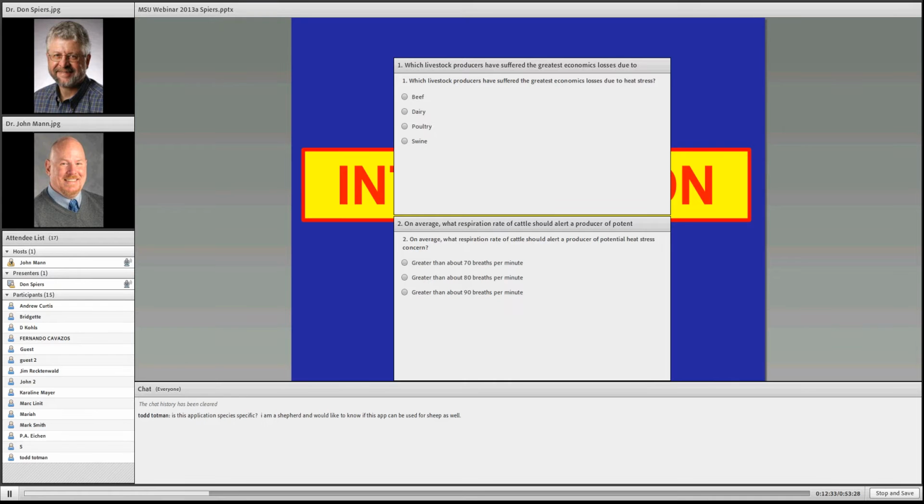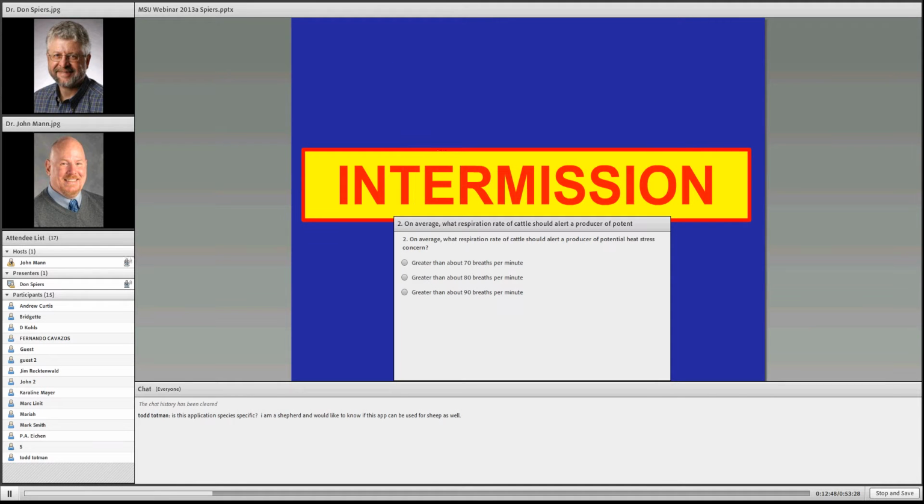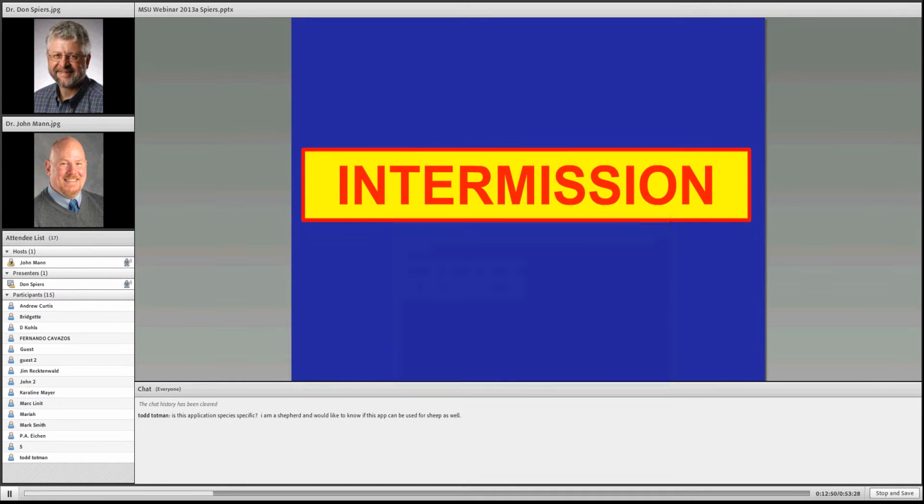Well, according to my cheat sheet, the answer to question number 1 was dairy. It was $900 million, and the answer to question number 2 was greater than 90. So I'm going to hide these. And very good. Well, obviously we need more work. Okay, go ahead, Dr. Spires.